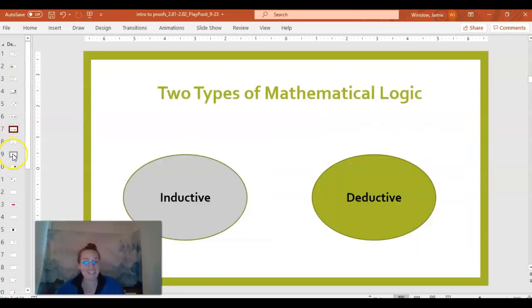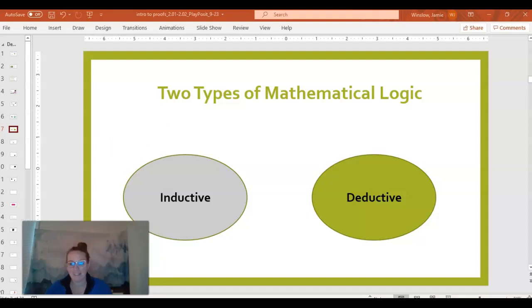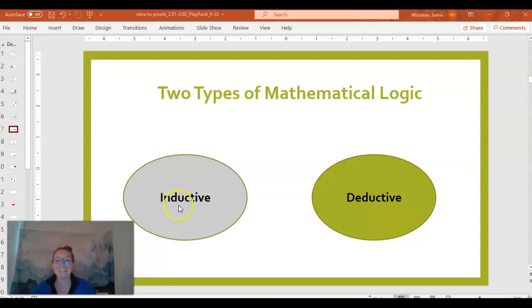So basically, we're studying logic for mathematical problem solving purposes and also just non-mathematical problem solving purposes. Although I would argue all problem solving involves math. We can talk about that another day. There are two types of mathematical logic: inductive reasoning and deductive reasoning. So we're going to learn about those two types.